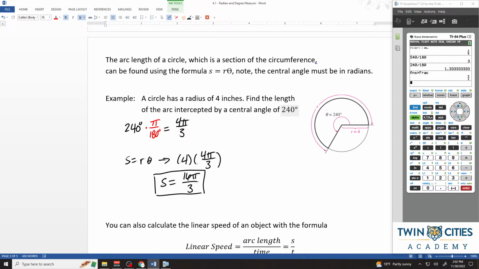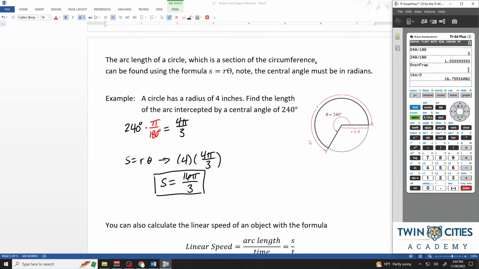It didn't give me what units this is in, whether inches, centimeters, etc. Let's say that it wanted me to find something in inches or centimeters that's rounded. Well, then I would take 16, second pi, and then divide by 3. This would be close to 16.755, whatever your units are.